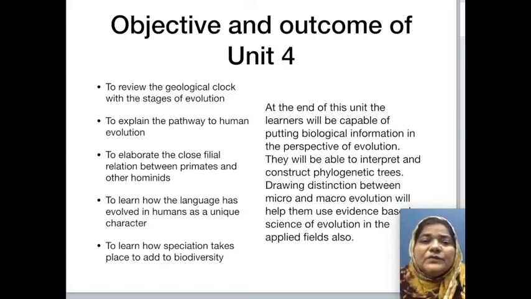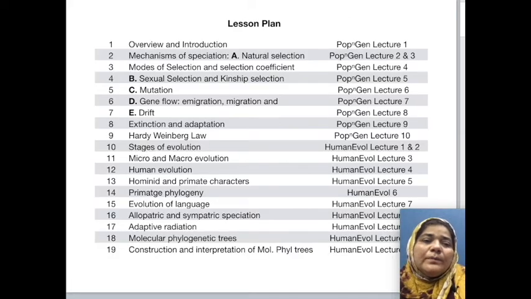So at the end of this unit, the learners will be capable of putting biological information in the perspective of evolution. And they will be able to interpret and construct phylogenetic trees, and drawing a distinction between micro and macroevolution will help them use evidence-based science of evolution in the applied fields also, if you happen to take this research for your future study. Right, so how do we go about?